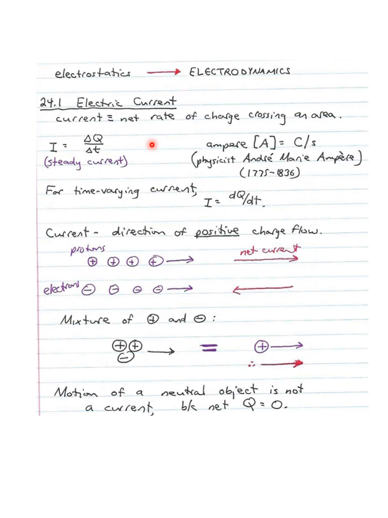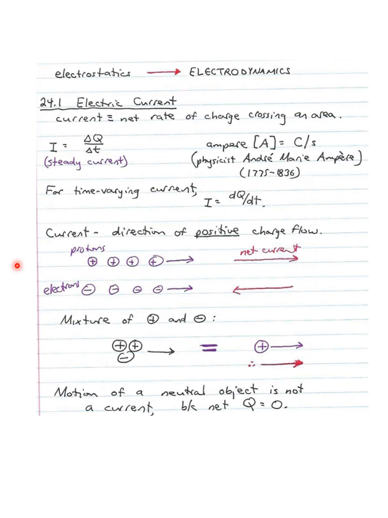Now, if it is a time varying current, we'll not just say delta Q over delta t, but rather it becomes a derivative, dQ over dt. The current is the direction of positive charge flow. Now, this is very important to understand, because usually when we're talking about electric current, we're referring to the flow of electrons, which are negative charges. So if you look at these diagrams down below, if we had a bunch of protons, or positrons, positively charged particles, moving to the right, we say the net current is to the right, because current will always be defined as the direction of positive charge flow.